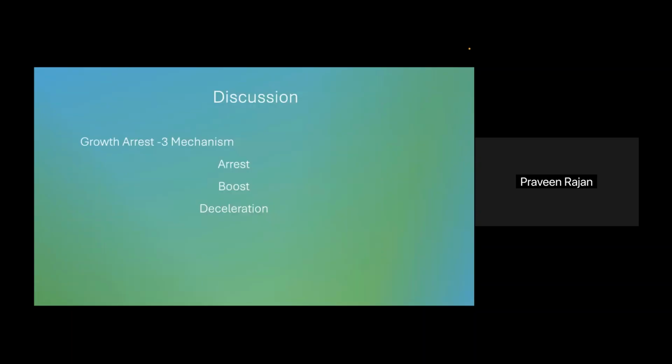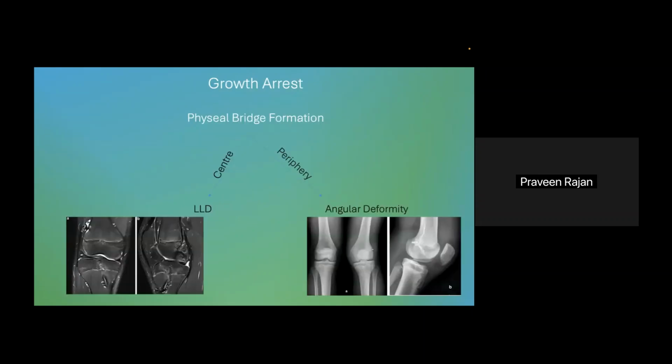Coming to the discussion, growth arrest in pediatric ACL reconstruction can happen by three mechanisms. One is arrest, second is boost, and third is deceleration. Whenever there's a growth arrest, there's physeal bridge formation. If it happens in the center, it causes limb length discrepancies like shortening or lengthening. And if it happens in the periphery, it can cause angular deformities like varus or valgus deformities.